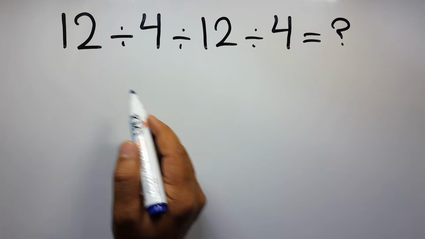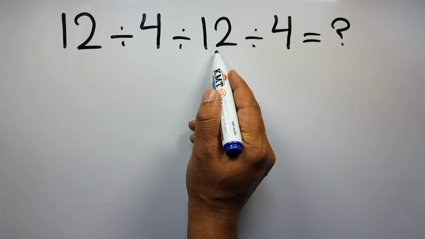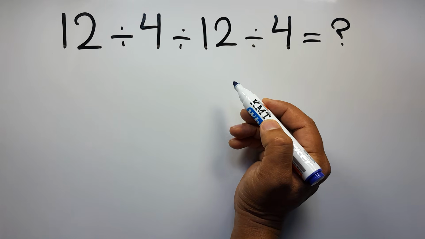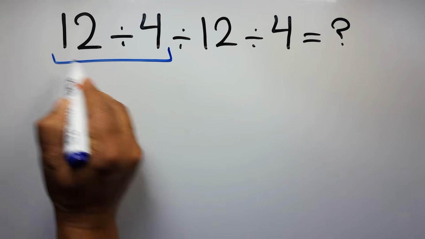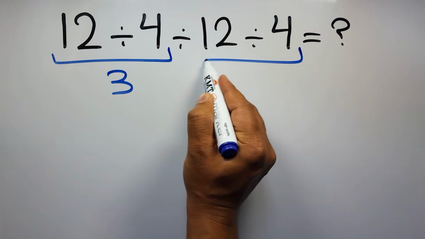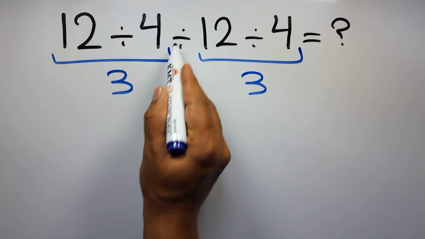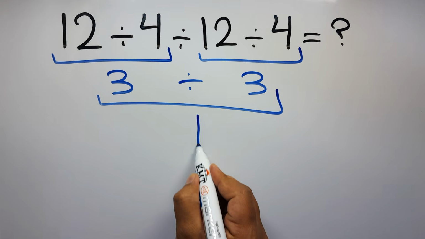In this video we want to find the value of this expression. 12 divided by 4 divided by 12 and again divided by 4. 12 divided by 4 gives us 3. And again here we have 12 divided by 4. So 3 divided by 3 is just 1.